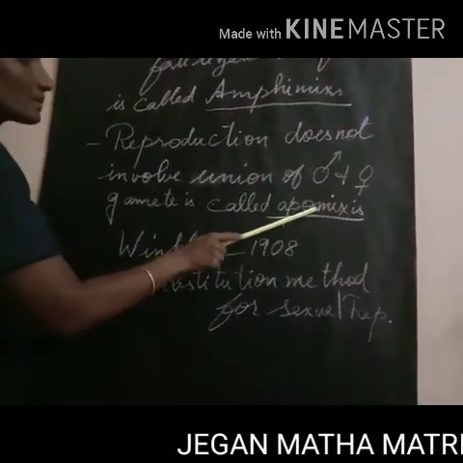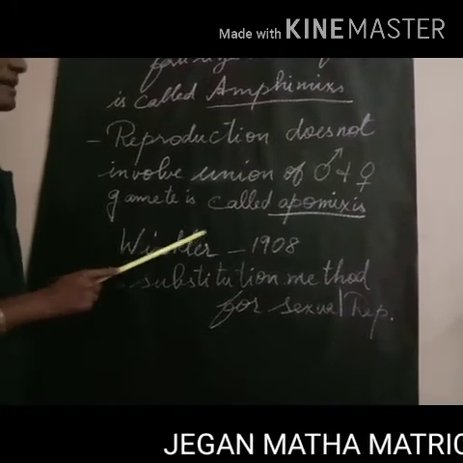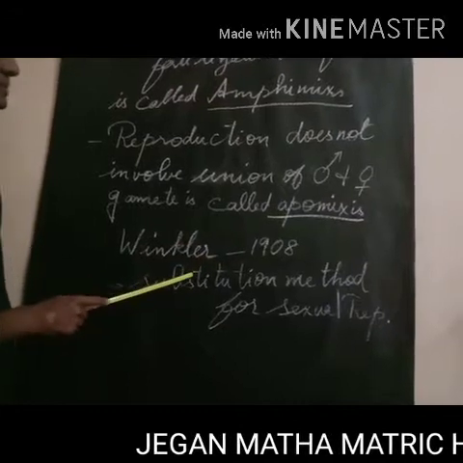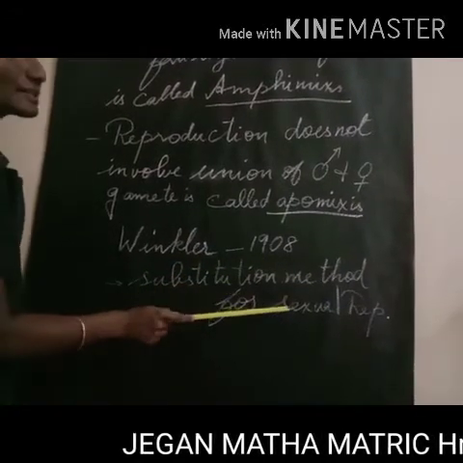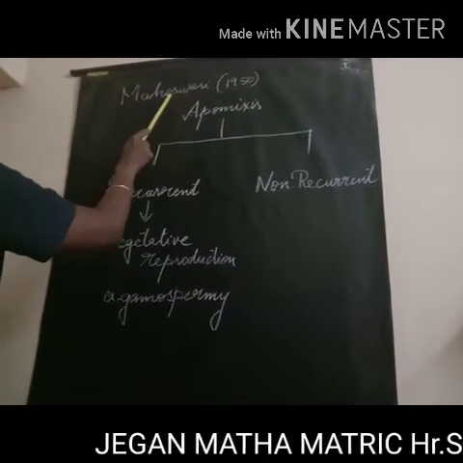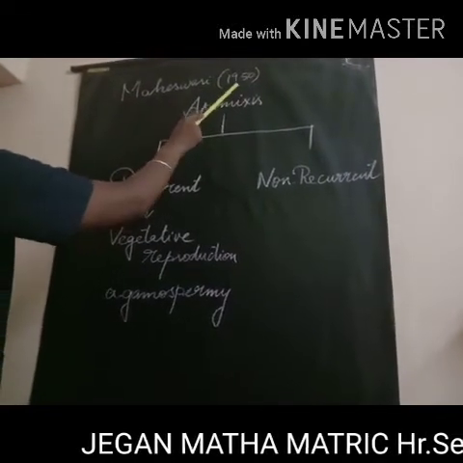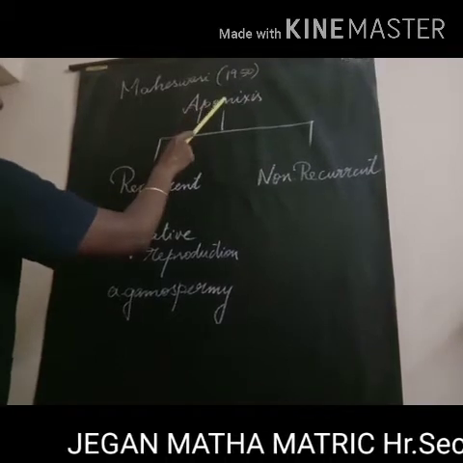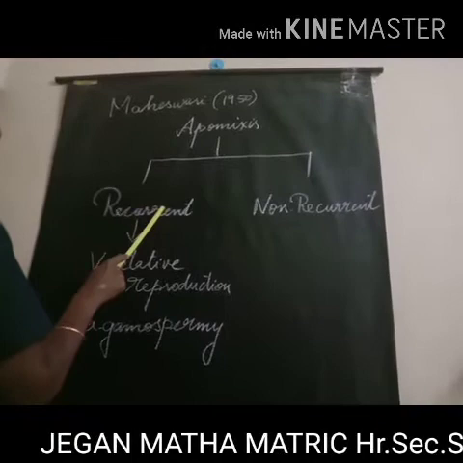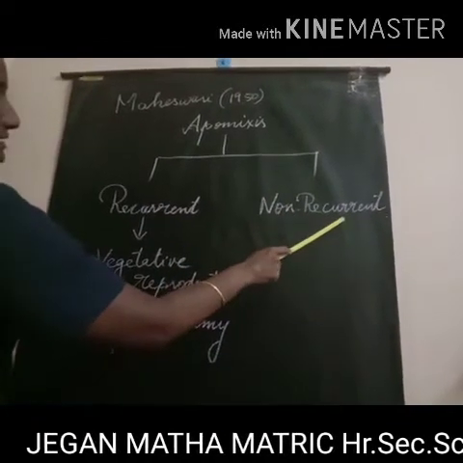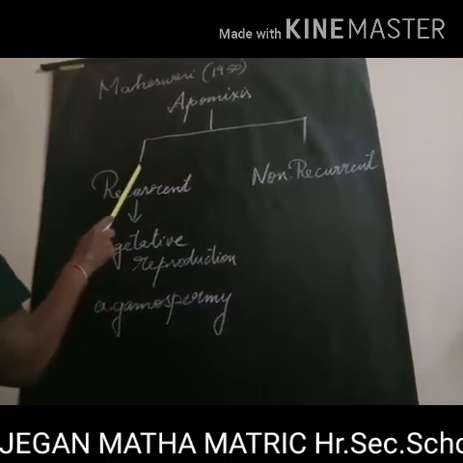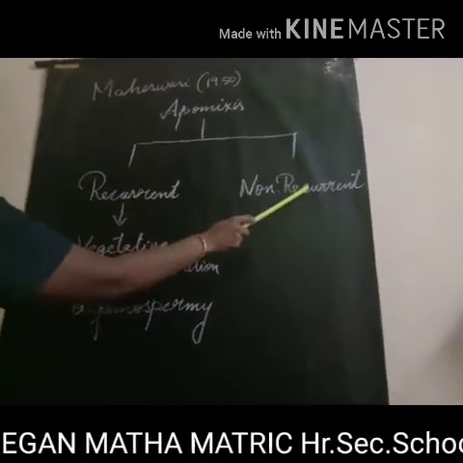Here the apomix was introduced by Winkler in the year 1908. He told that it is the substitution method for sexual reproduction. The well-known scientist Maheshwari in the year 1950 classified the apomix into two types. They are recurrent and non-recurrent.